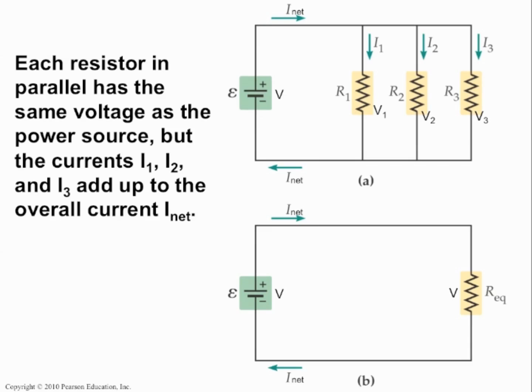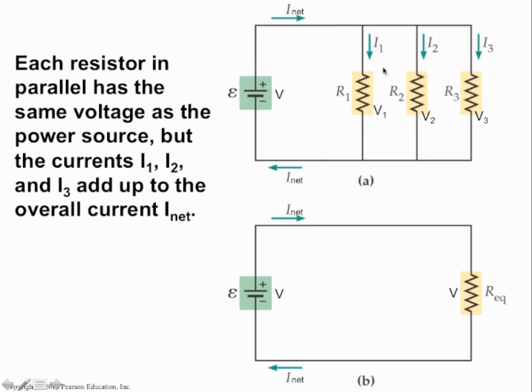Each resistor in parallel has the same voltage as the power source, but the currents I1, I2, and I3 add up to the overall current I net. All right, so let's follow this current I as it starts at the battery and goes around. Once it hits the branches, it's just like water flowing through branches of pipe. The water has several different paths that it can choose to go down. And so this I net current is going to split up into three branches: I1, I2, and I3.